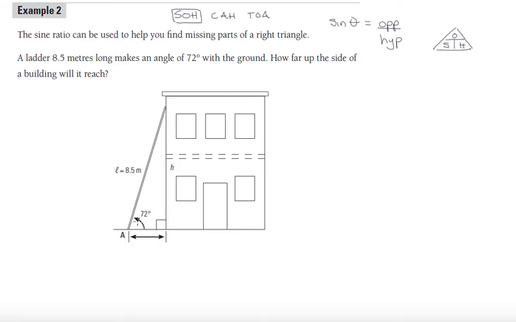So here's our ladder. It's 72 degrees with the ground. We want to know how far up the side of the building it will reach. And so that's what we're looking for right here, H. So this is our angle. The side opposite our angle is H. And this is opposite the right angle, so this is the hypotenuse. This is opposite the angle we're talking about.